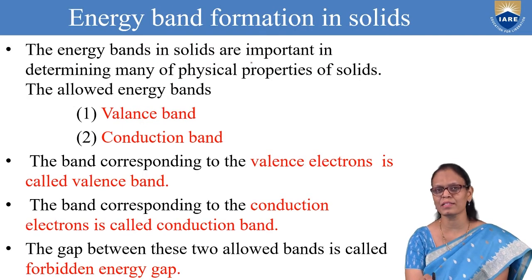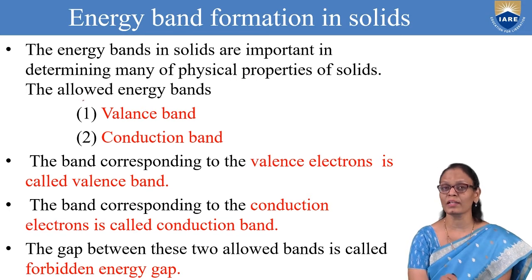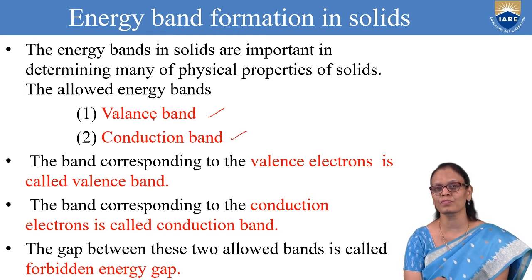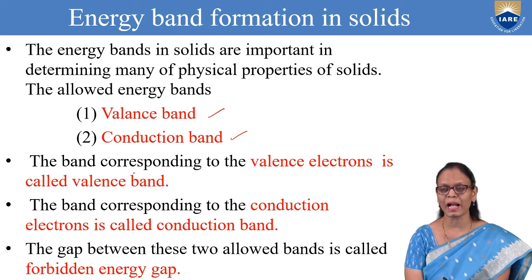Now the energy bands in solids are very important in determining many physical properties of the solids. So not only this, we are also talking about their electrical properties, thermal properties also. And the bands that are possible here are the valence band and the conduction band. We are talking in terms of two, valence band and conduction band. So what is this valence band? The band corresponding to the valence electrons.